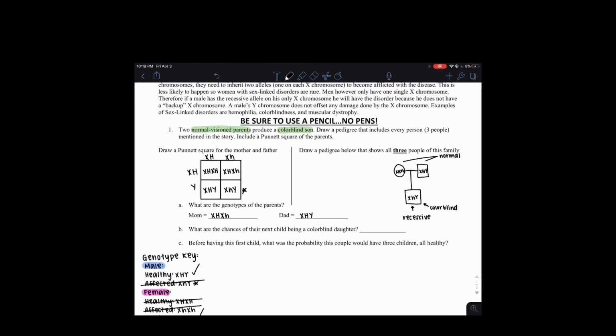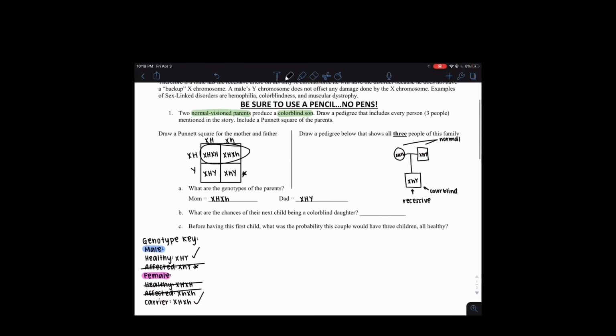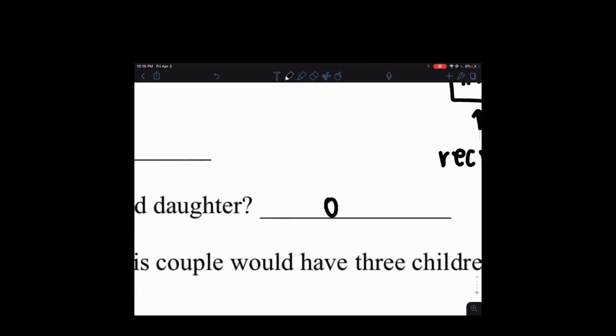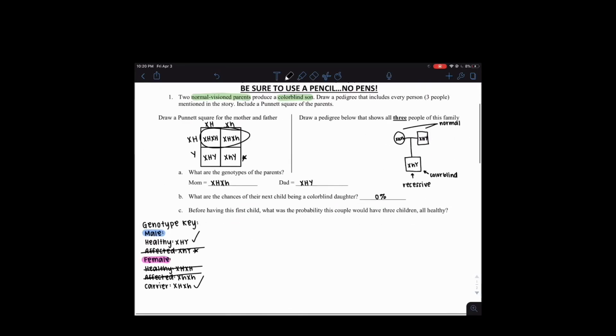Question B asks, what are the chances of their next child being a colorblind daughter? If we look back at our Punnett square, we see that they only have two daughters, and there's a 0% chance that they will be colorblind because the daughters are healthy and a carrier.